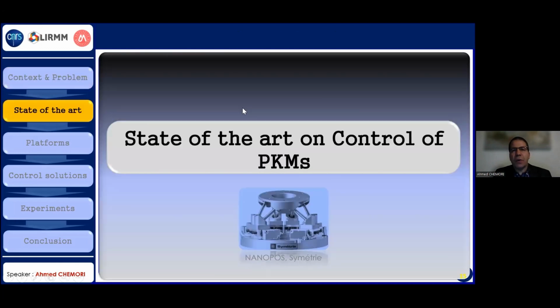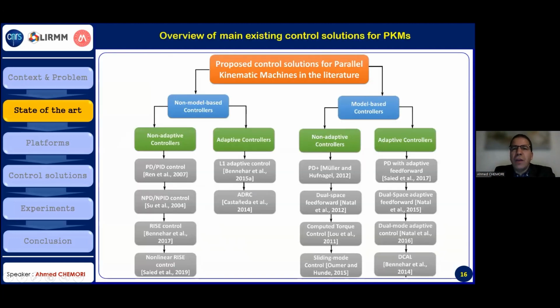Let me now, before showing you our proposed control solutions, introduce the state-of-the-art on control of PKMs. Actually, if we look at the state-of-the-art on control of serial robots, we have a lot of papers that have been proposed, and we have much fewer controllers proposed for parallel robots. But the proposed controllers for parallel machines cover a lot of kinds of controllers. And actually here I introduced just this classification to explain the existing controllers and how they can be classified.